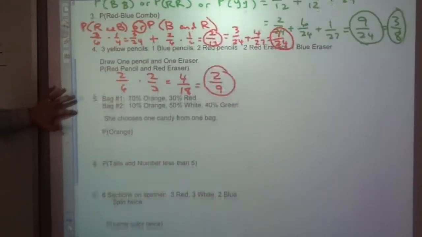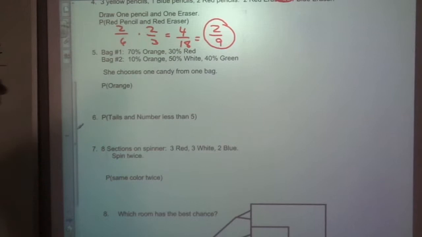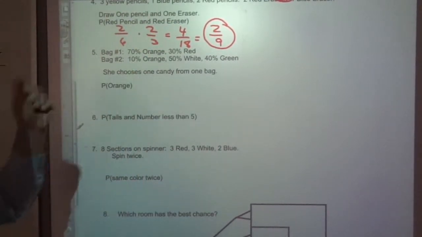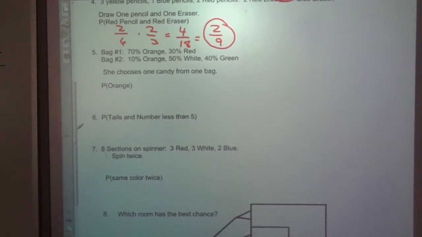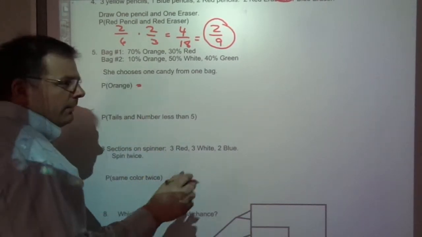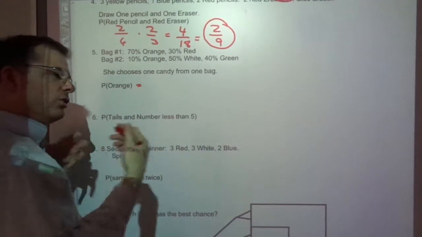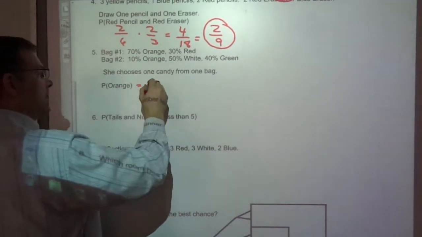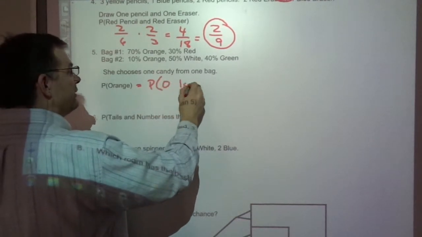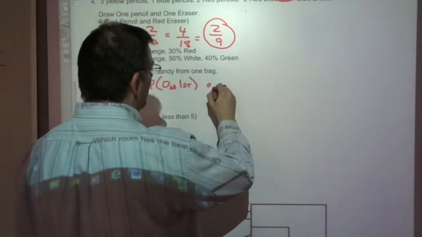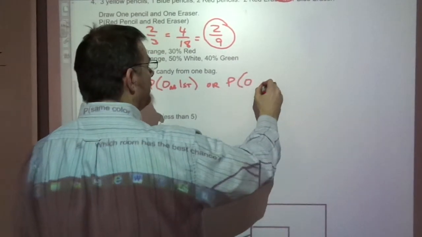In this problem, we've got 2 bags of candy. The first one is 70% orange, 30% red. The second one, we've got 10% orange, 50% white, 40% green. She's going to pick one bag and just close her eyes and reach her hand into one bag of candy. What's the probability that that candy is orange? Let's see, the probability of orange would be, how many oranges total? Her probability in the first one is 70%. The probability that she gets an orange out of the first bag means that she's picking orange, and she also picks the first bag. Or she could pick orange and the second bag.